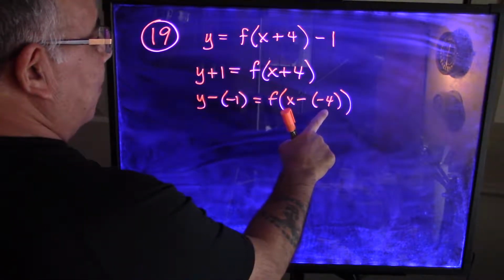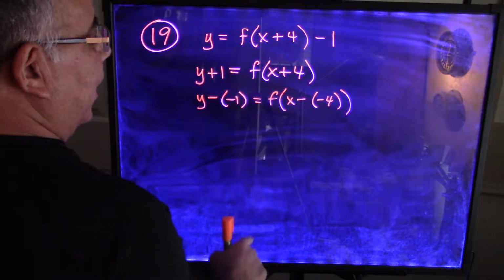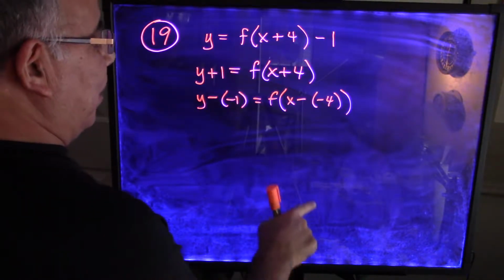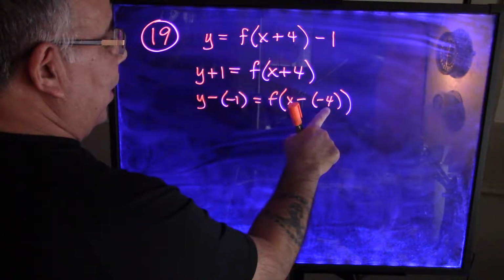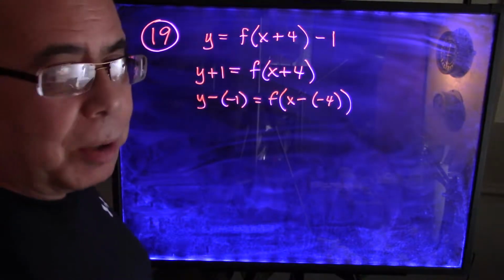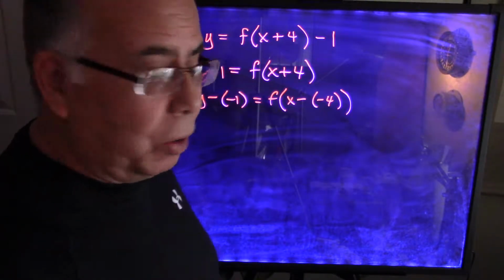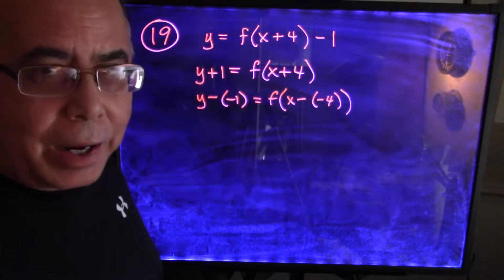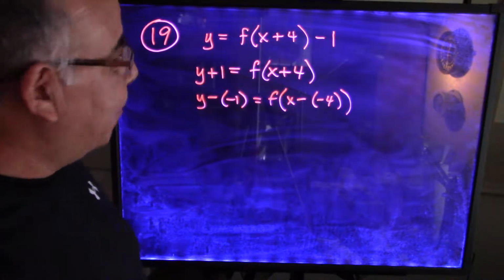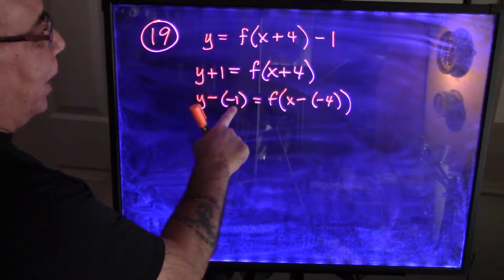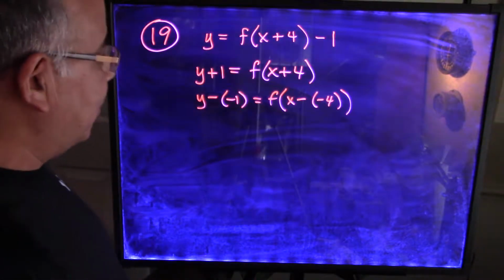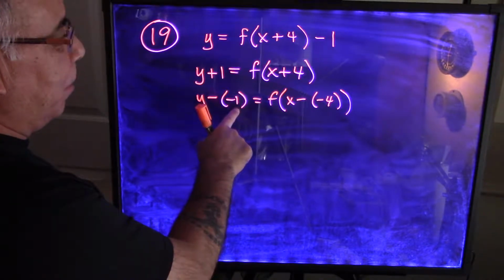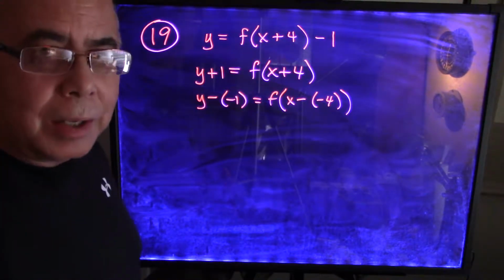This, next to the x, think x-axis, left and right, horizontal, correct? This is a negative 4. That means it's going to be a shift to the left 4 units. And this is next to the y. Think y-axis as up and down, vertical. Since this is negative, that means the shift is down. So you have a shift down 1 unit and a shift to the left 4 units.